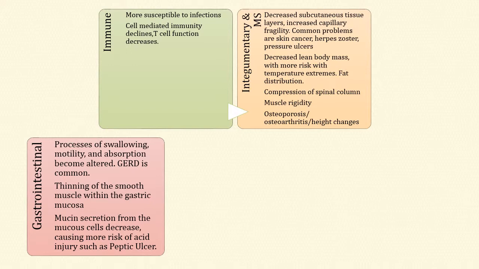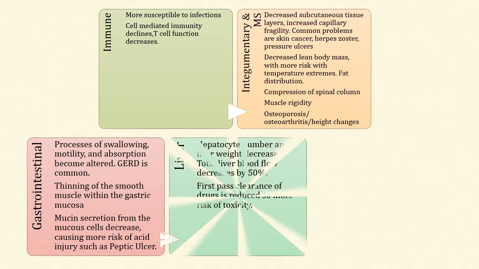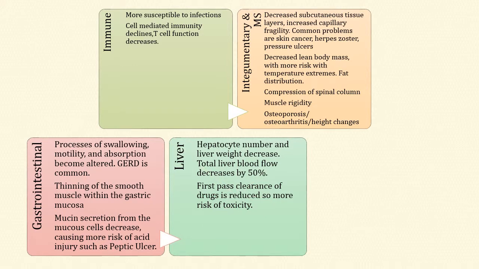GERD is usually common, and then there's thinning of the smooth muscle within the gastric mucosa. The mucin secretion from the mucosa cells decreases, causing more risk of acid injury such as peptic ulcer. In the hepatic system, there might be a decrease in hepatocyte number and liver weight, and then the total liver blood flow decreases by 50%. That causes the first pass clearance of drugs to be reduced, so there's more risk of toxicity with medications.